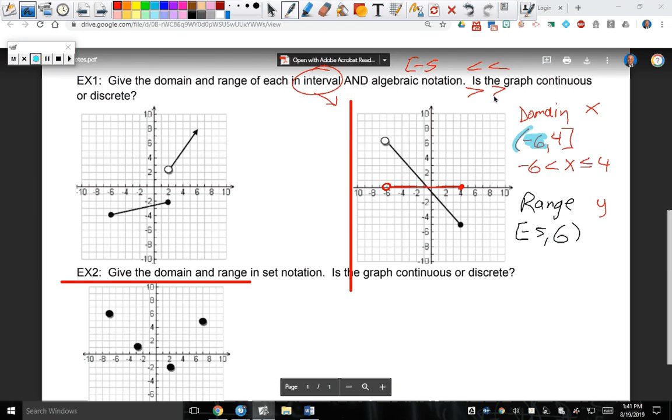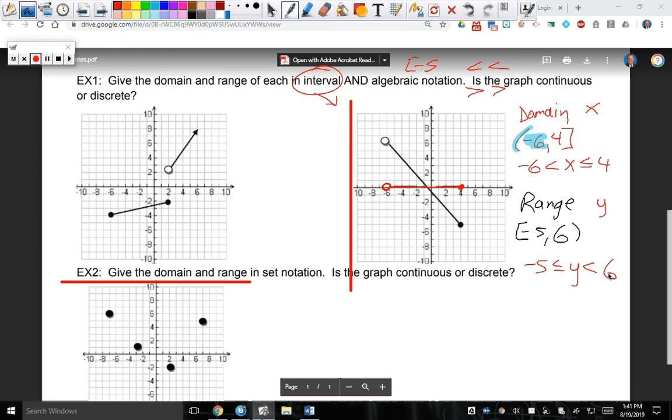All right, Abby, let's go with the range. How would you show the range on this? You would do -5, it's less than or equal to y, which is less than 6. Perfect. And I forgot to answer the first one.